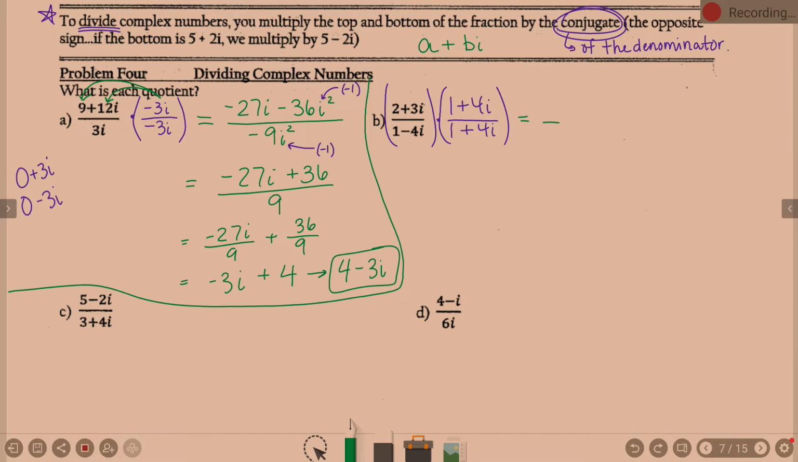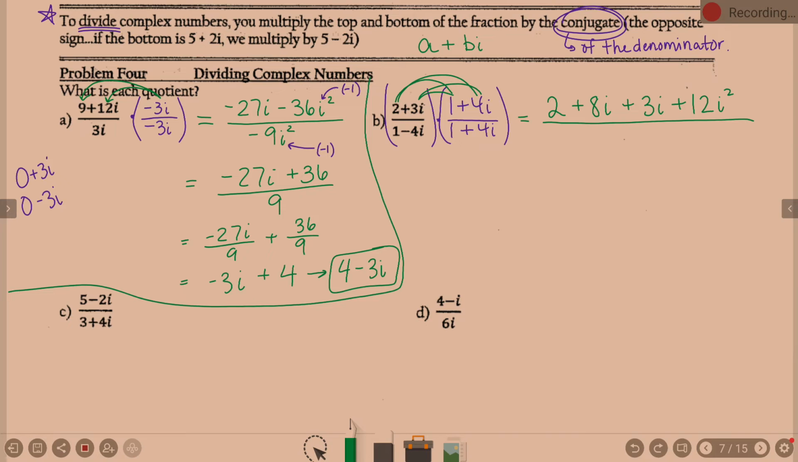If I say FOIL, though, that clues you in that we're going to have 4 terms here. So, here we go. First, 2 times 1, 2. Outside, 2 times 4i, 8i. Insides, 3i times 1, 3i. Last, 3i times 4i, 12i squared. 12i squared. If you leave that i squared off, bad news, folks, you've ruined your whole problem because it's not working out right.